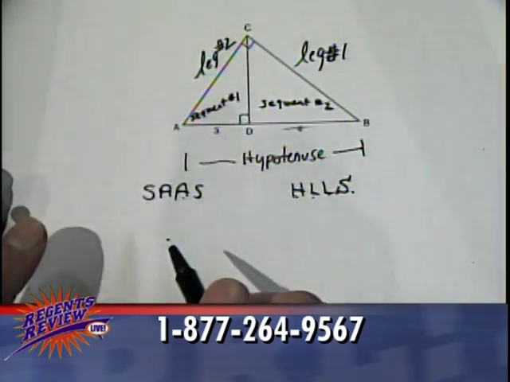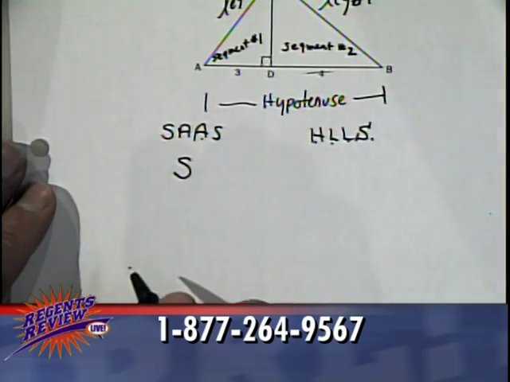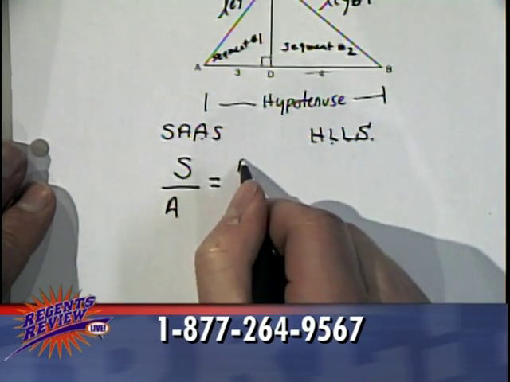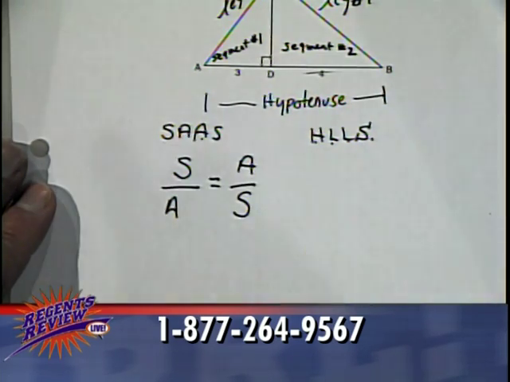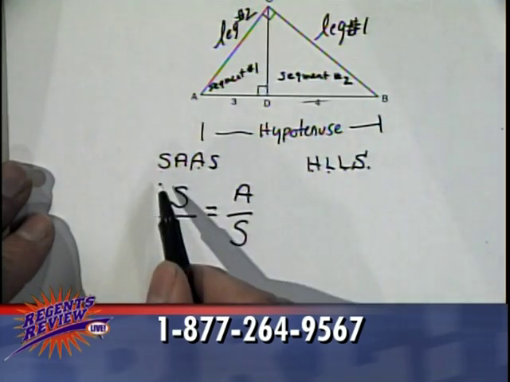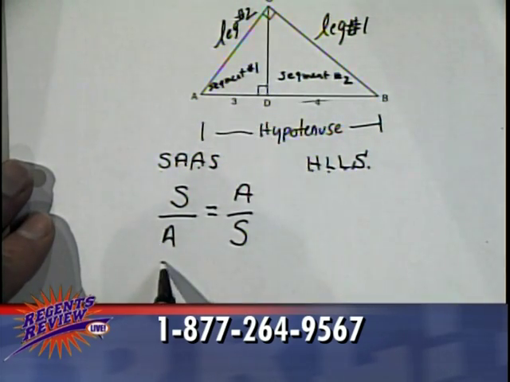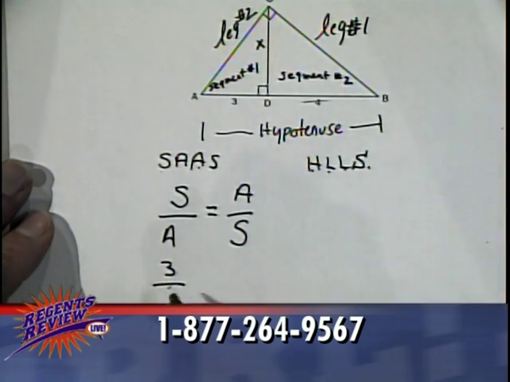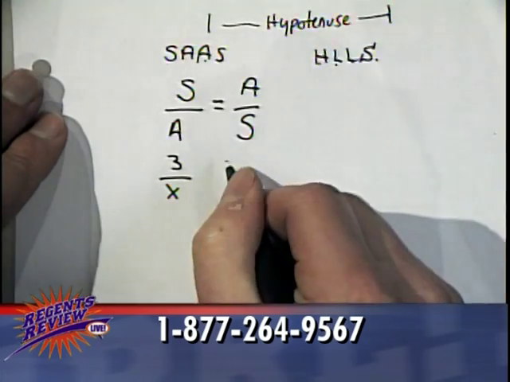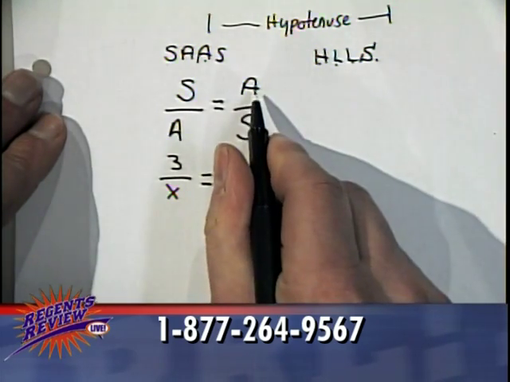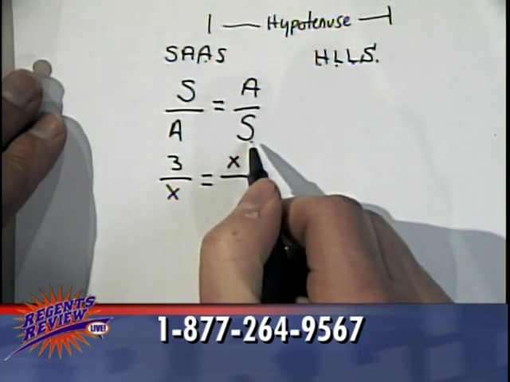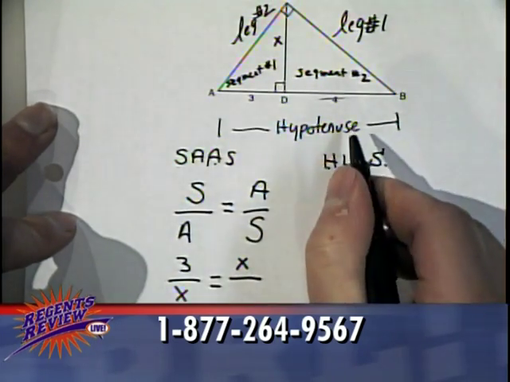And how I use it is the following. It sets up the proportion you need to use. S over A equals A over S. Again, what did S mean? Segment 1. 3 over my altitude, CD, which the problem asked me to find, so 3 over x, equals altitude. The altitude is still x, that doesn't change, over the other segment, or in our case, segment number 2, which they give us is 4.